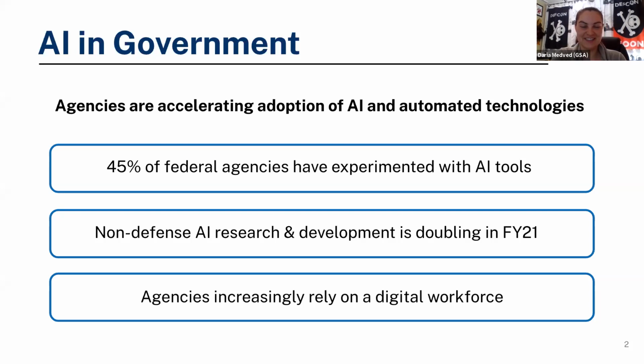Very interesting results. It seems like the majority of us are using automated technologies, hopefully some sort of AI. And we have seen that there is a huge growth of AI in government today and in the future. At least, and these statistics are probably already outdated, at least 45% of federal agencies have experimented with AI tools. Non-defense AI research and development is doubling this fiscal year for the government, and agencies increasingly rely on the digital workforce. We're seeing this in a number of areas.